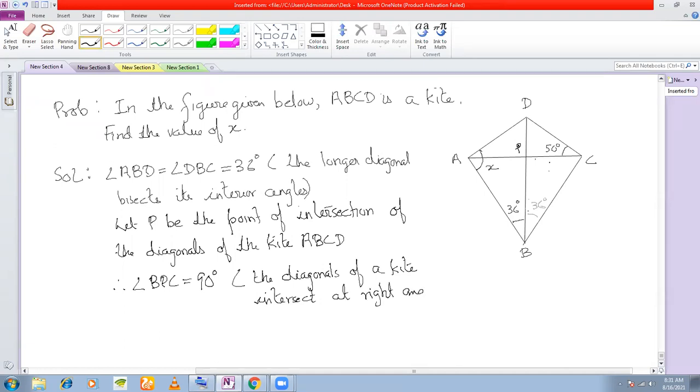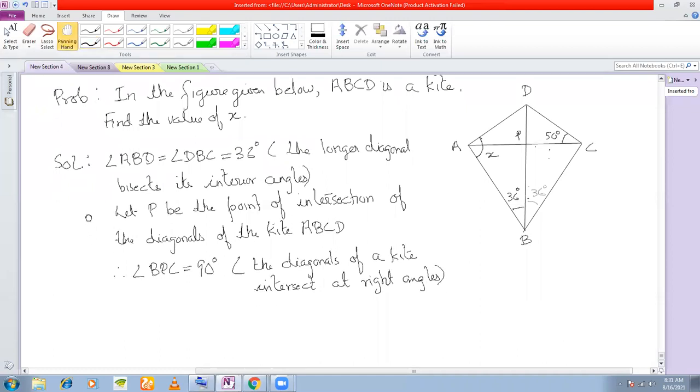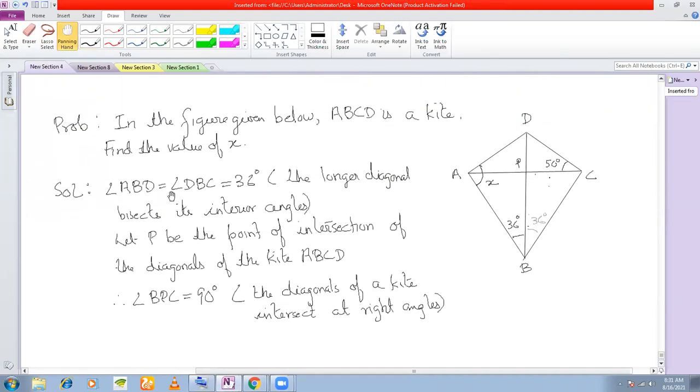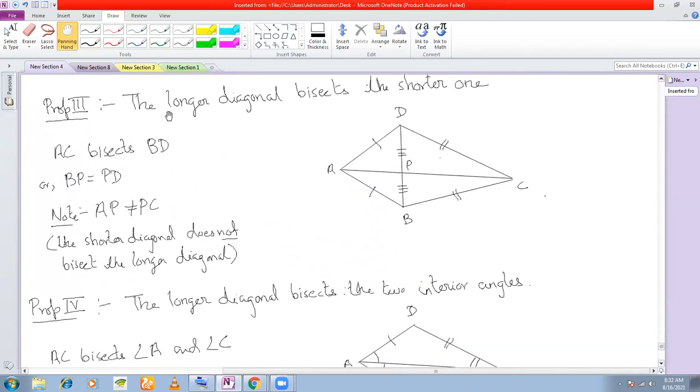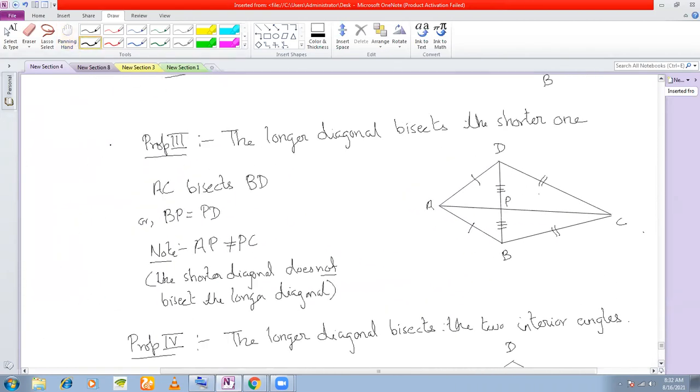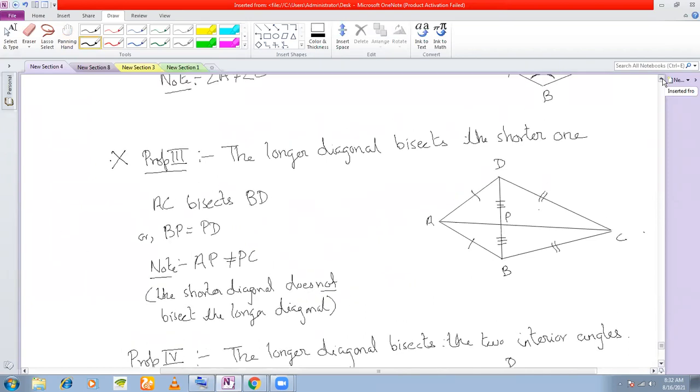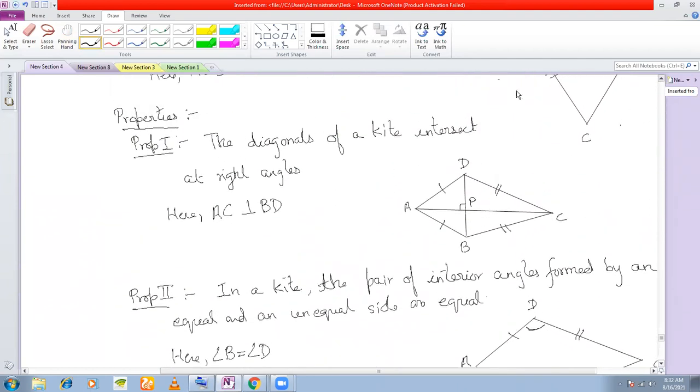So can we write the longer diagonal bisects the shorter diagonal? You don't need that. Why? We are not using that property. We are using the property that the diagonals are perpendicular to each other. We are not using the fact that the diagonals bisect each other. You are talking about property number 3, but we are not using this property. We are using property number 1. Okay.